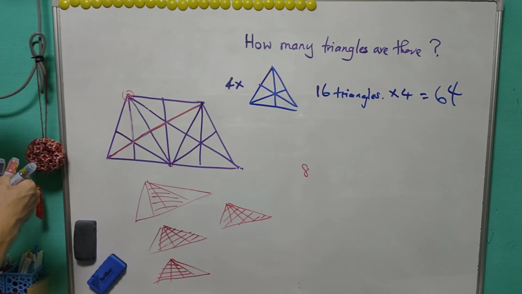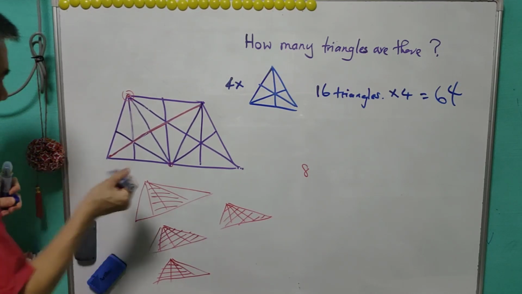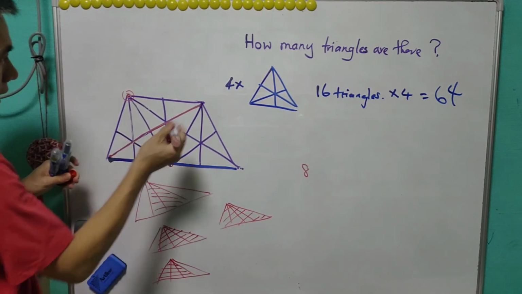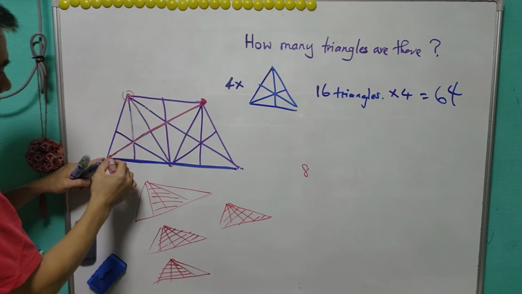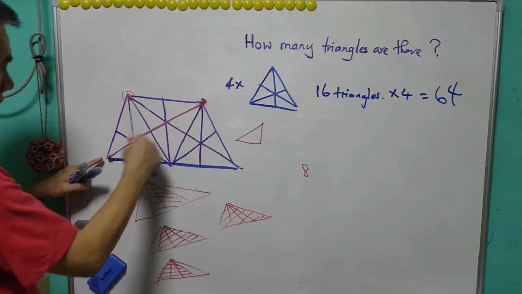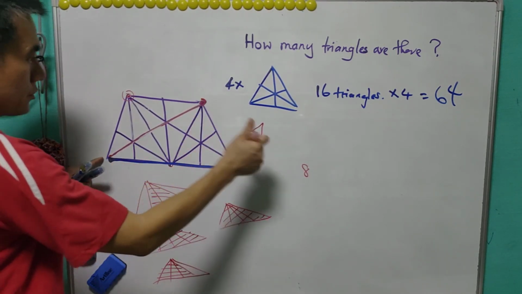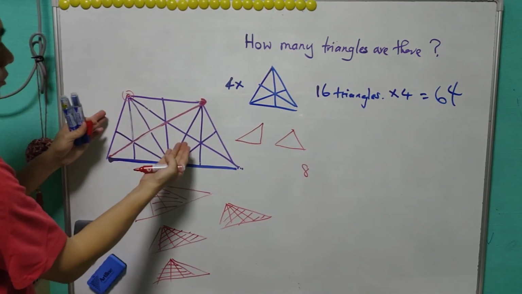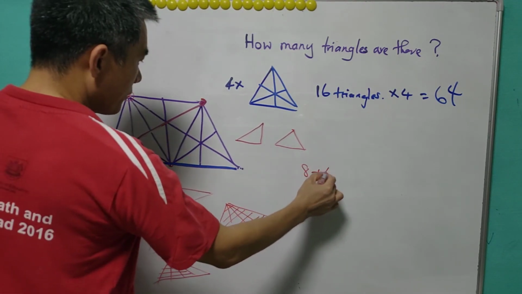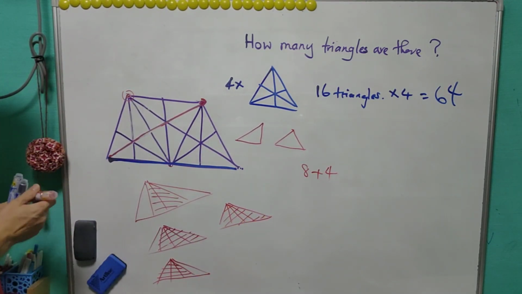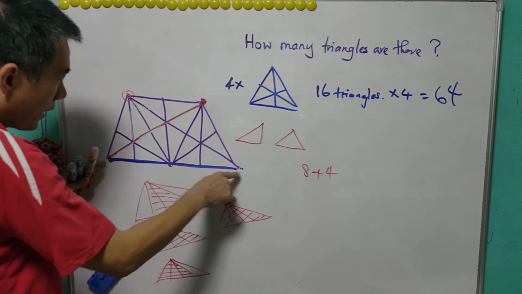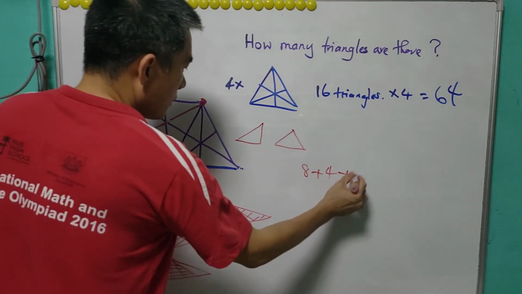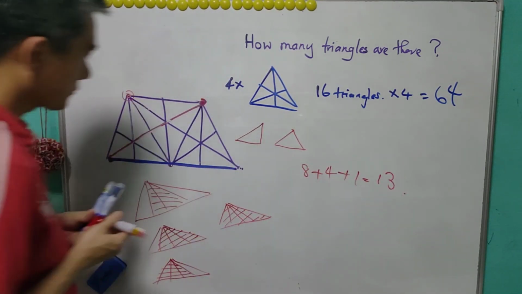And now we should focus on the triangles made up by this line. There are 2 triangles made up by this line and this point here. That is 1 and 2. By symmetry, there will be 4 of them. So plus 4. And there's another one that is made up by the whole line and the center point here. So this is another one. So altogether we have 13.